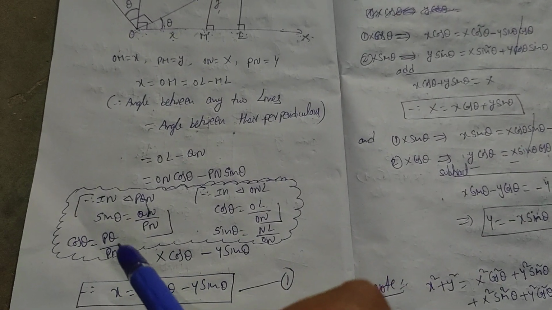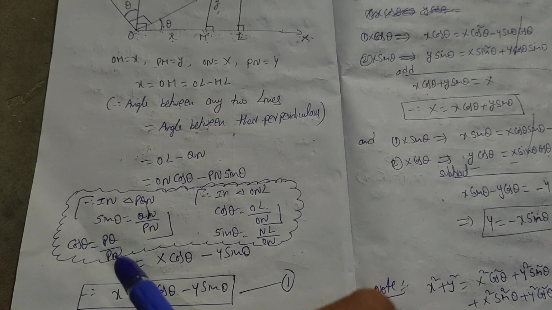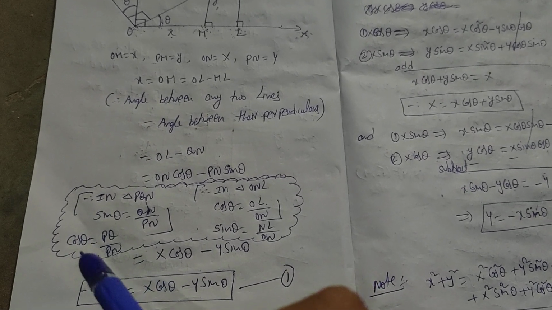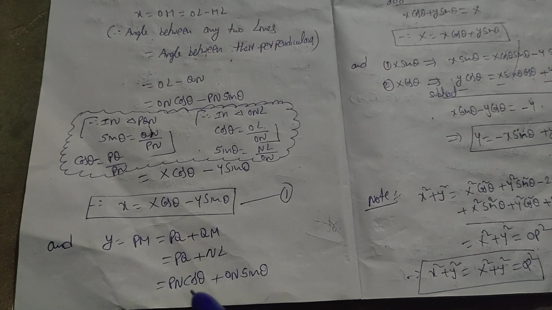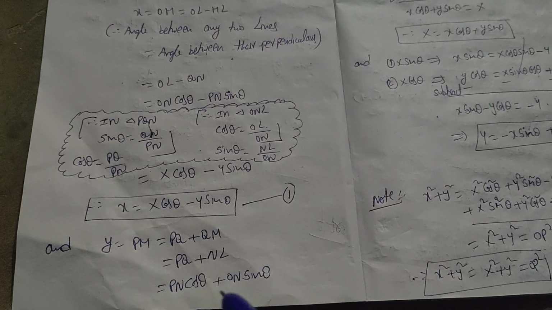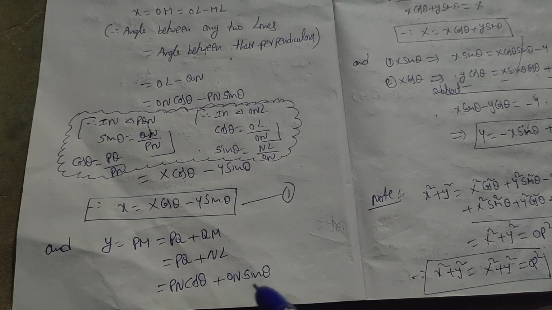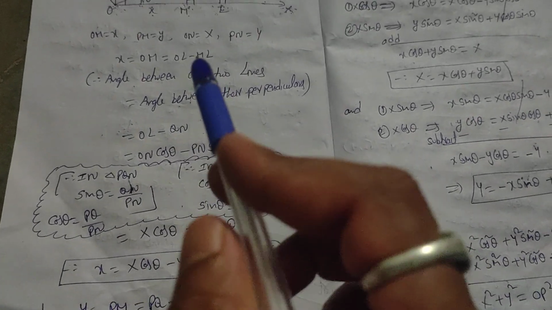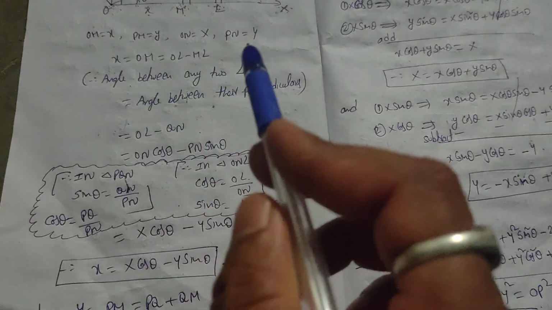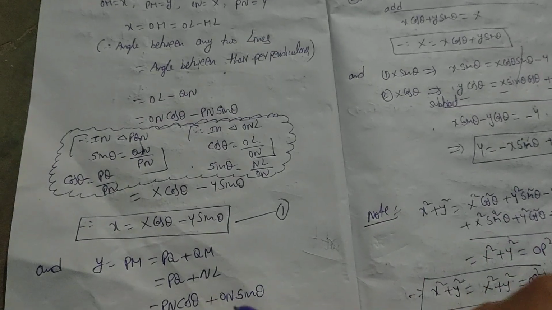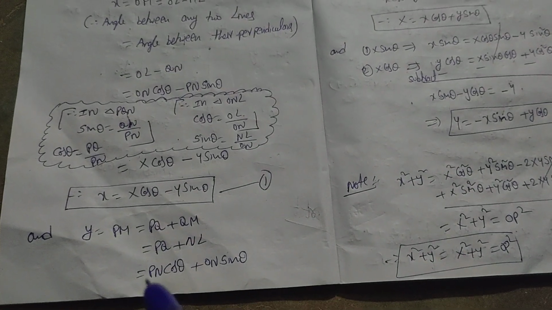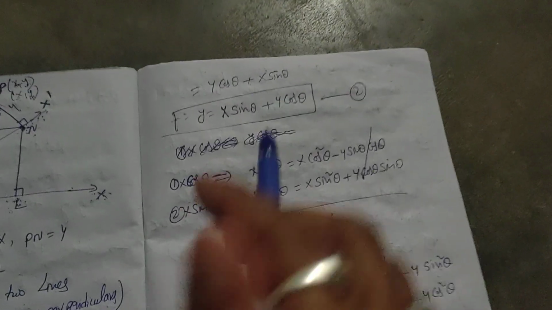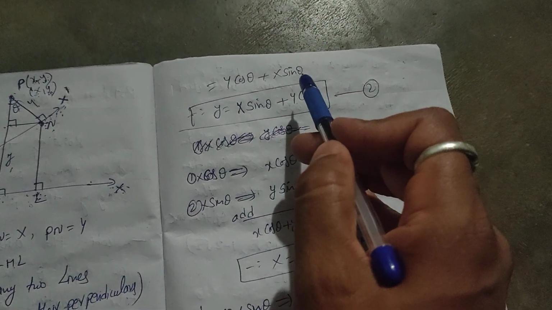So from this triangle, cos theta is equal to PQ by QN, and PQ you can write as PN into cos theta. So this is nothing but PN cos theta plus ON sin theta. So what is the PN value? PN is equal to here capital Y, and ON is equal to what here? Capital X. So this is nothing but you can write as Y cos theta plus X sin theta.